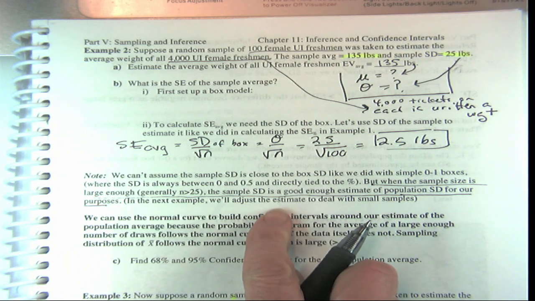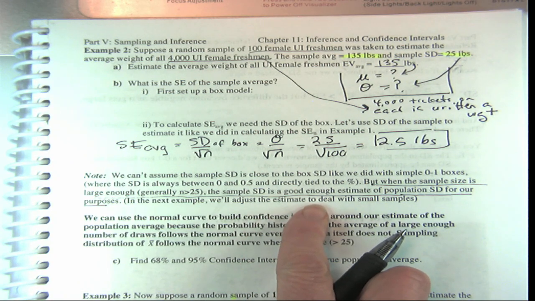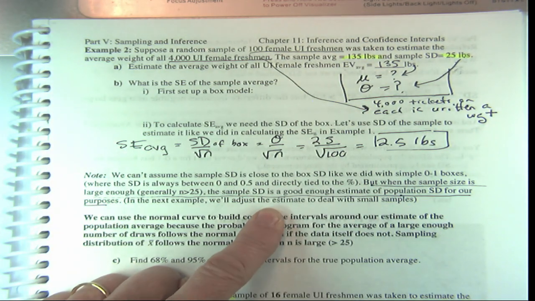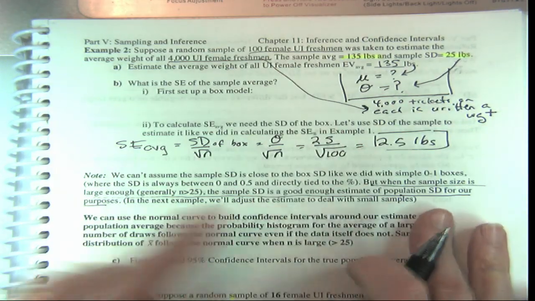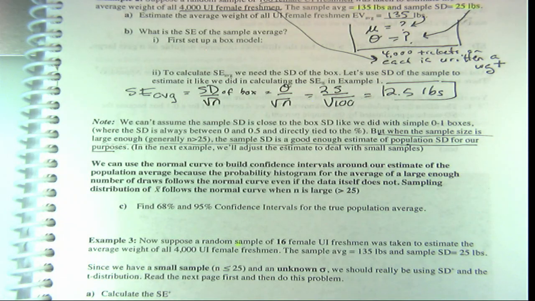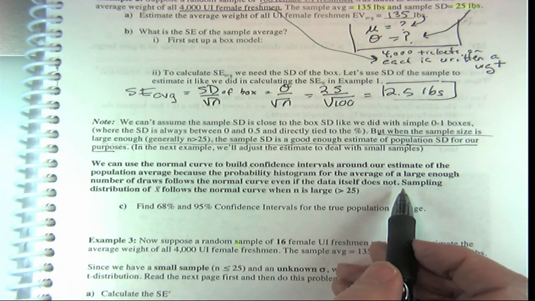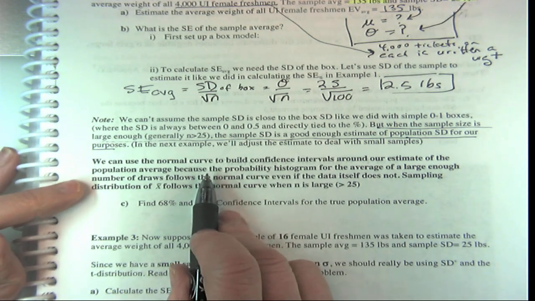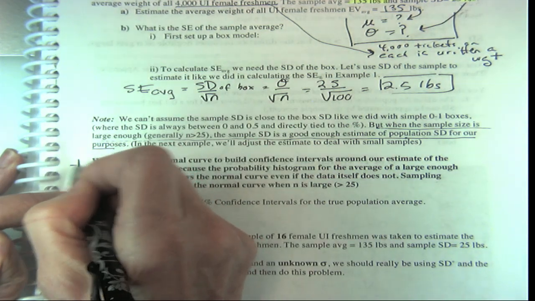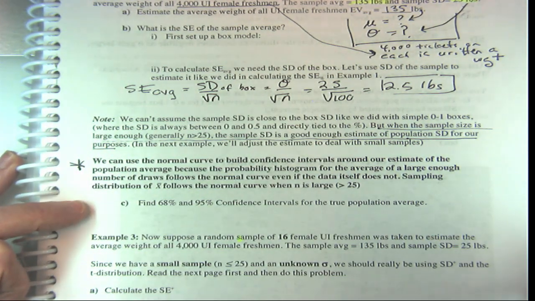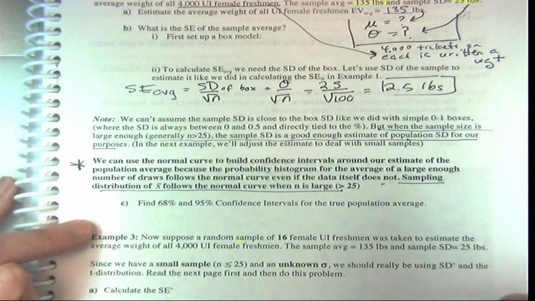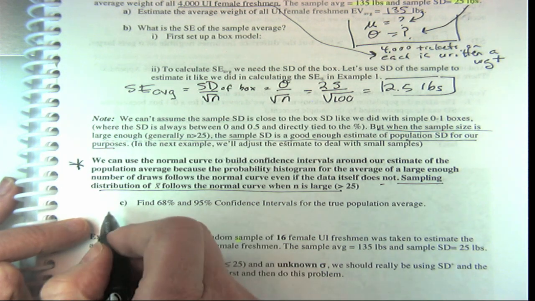In the next example, we're going to do something else. We're going to use a different distribution, a t distribution, and make a different estimate. But for now, when the sample size is large, we're just going to go ahead and build a confidence interval and do everything the same way. We'll do exactly the same thing we did before. We said we can use the normal curve to build confidence intervals because of the central limit theorem, when n is large enough. So this is super easy.